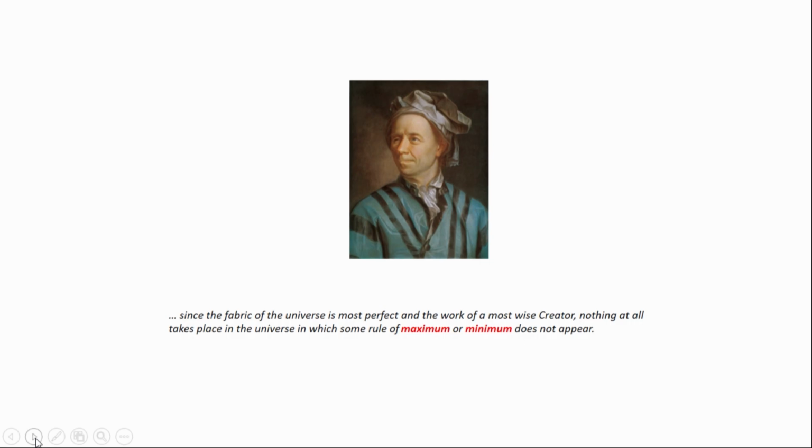Okay. So this is a famous mathematician, Euler, who said, "Since the fabric of the universe is most perfect and the work of a most wise creator, nothing at all takes place in the universe in which some rule of maximum or minimum does not appear." So this kind of gives an importance of why optimization of objective functions is so inherent to the problems that we try to solve.